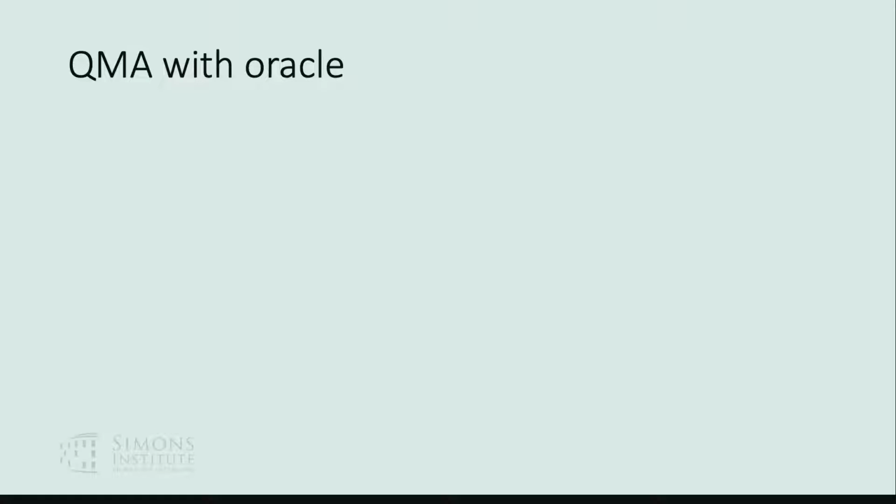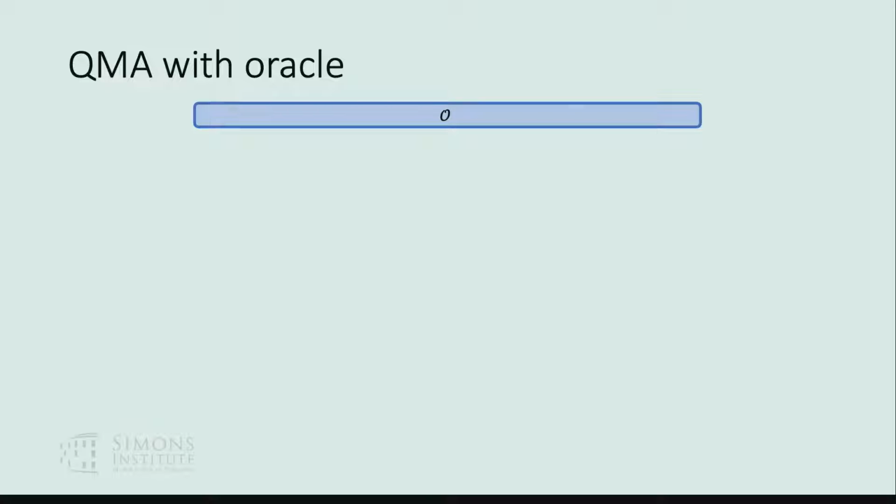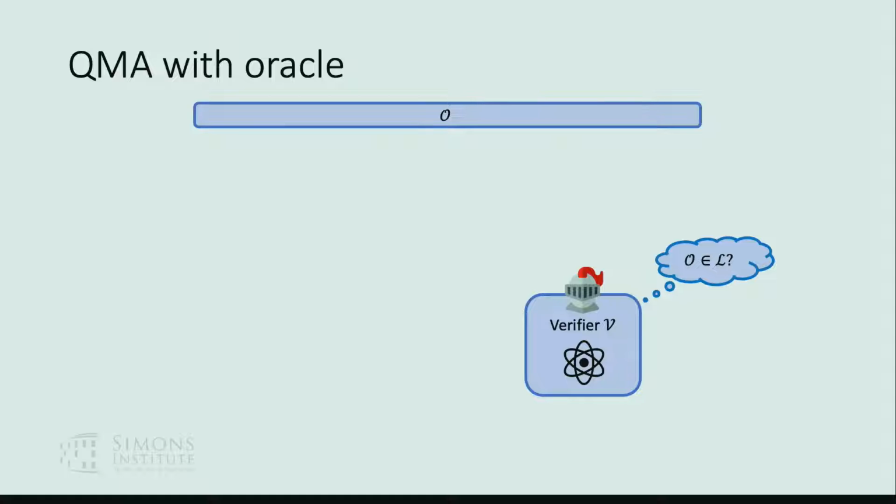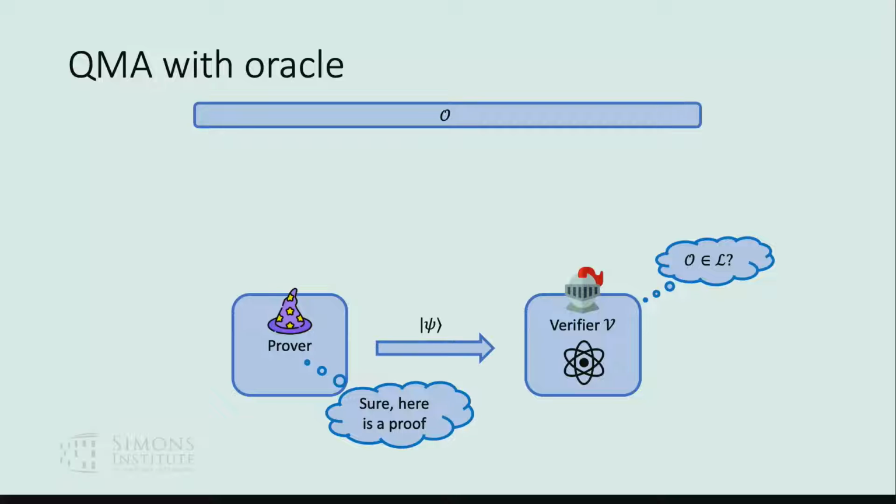So what do I mean by an oracle? Now we're going to have this oracle, which you should think of as this classical string in the sky. And the verifier, Arthur, is thinking, okay, now instead of an input, I have this oracle that's written up in the sky. Is this oracle in this language? Does it satisfy the properties that I care about? And then, again, it uses the help of the prover. And the protocol is basically the same.